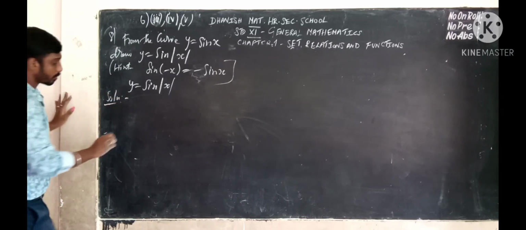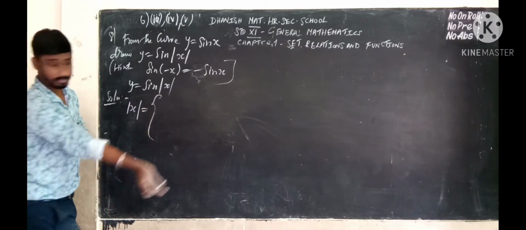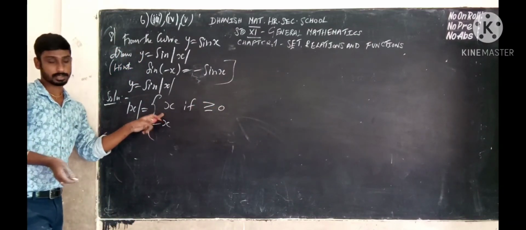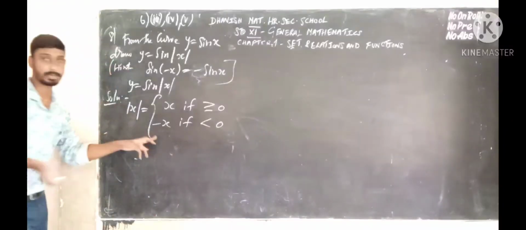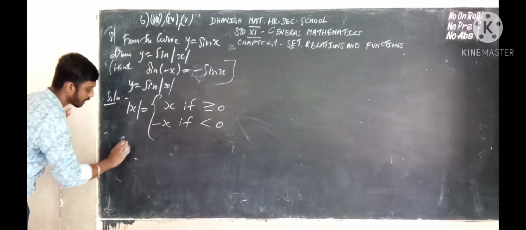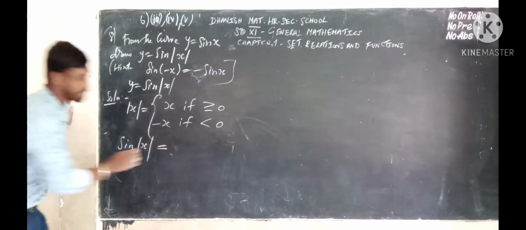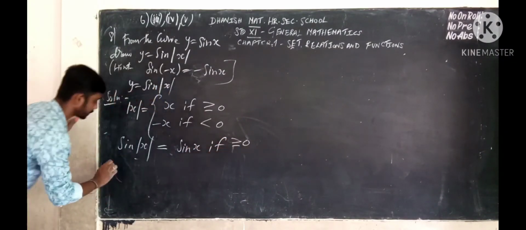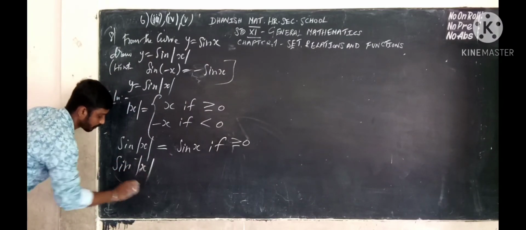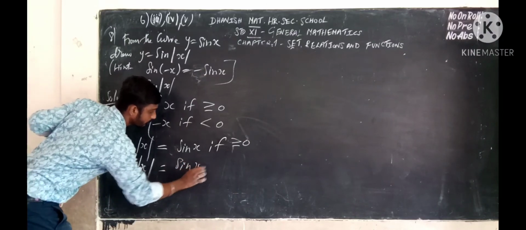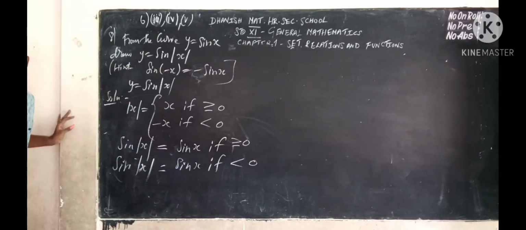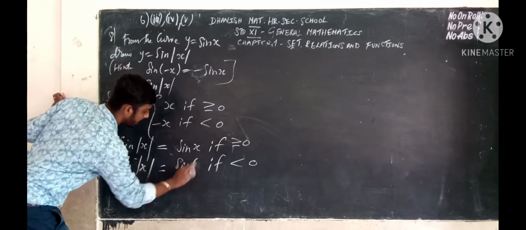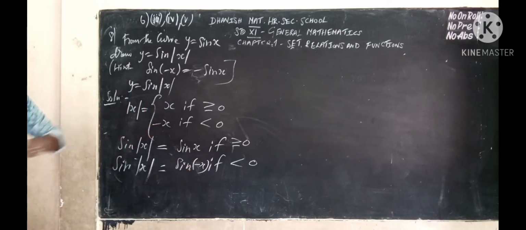Let's solve the sum. What's the condition here? Modulus of x means it consists of plus x and minus x. If x is greater than 0, that will be plus x. If x is lesser than 0, that will be minus x. So two conditions are there. Sin modulus of x equals sin x if x is greater than 0, and sin modulus of x equals sin of minus x if x is lesser than 0. It is a condition only.